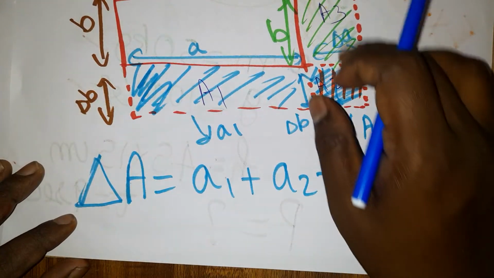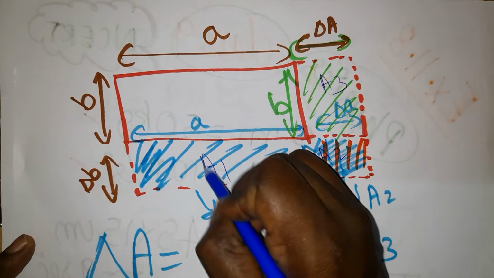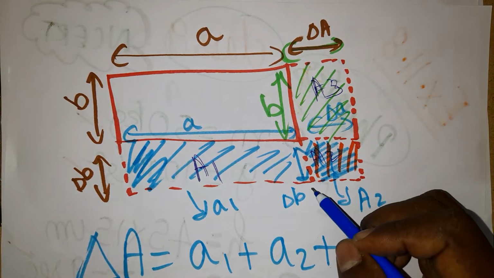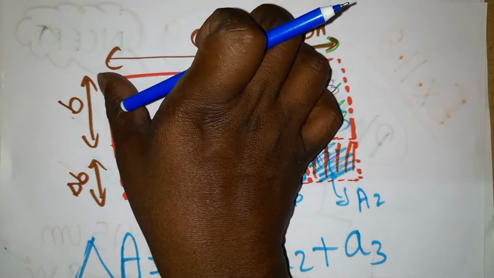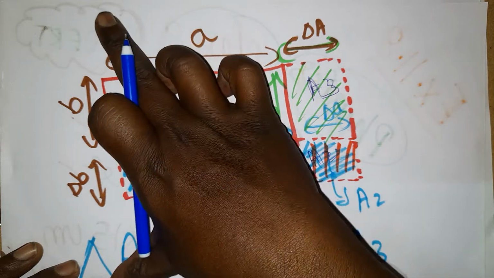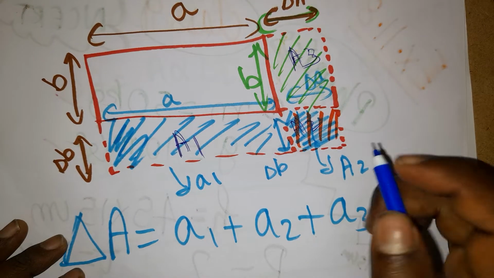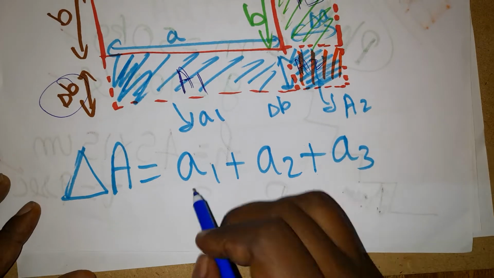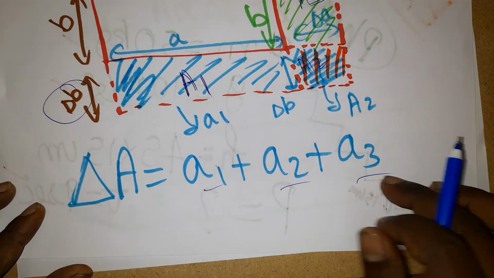If it expands, we should assume 3 areas: area 1, area 2, area 3. Here the length is A and the breadth is B. Lengthwise expansion will be there, and breadthwise expansion will be there. So this is called del B, and this is called del A. Now, area 1, area 2, area 3.